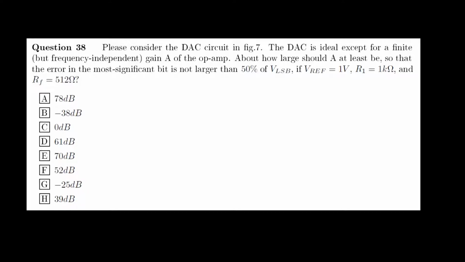About how large should A at least be so that the error in the most significant bit is not larger than 50% of VLSB, if Vref is 1 volt, R1 is 1 kilo ohm and Rf is 512 ohms. And then 8 possible answers are given.